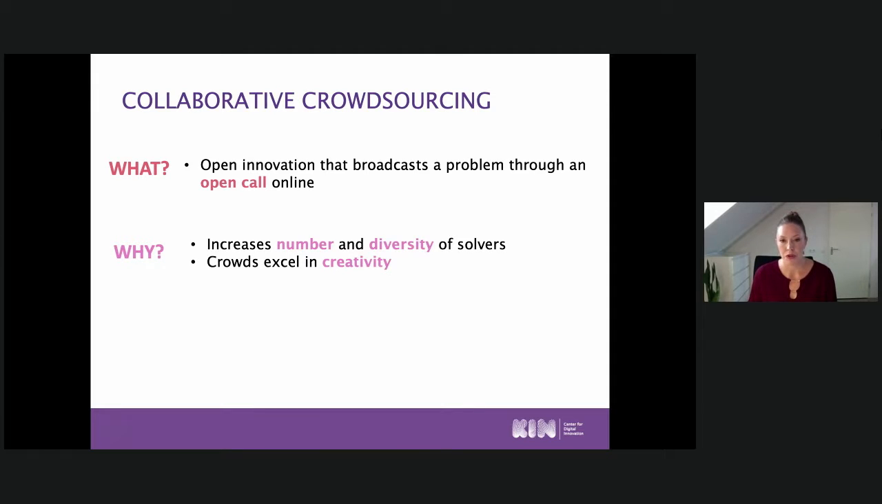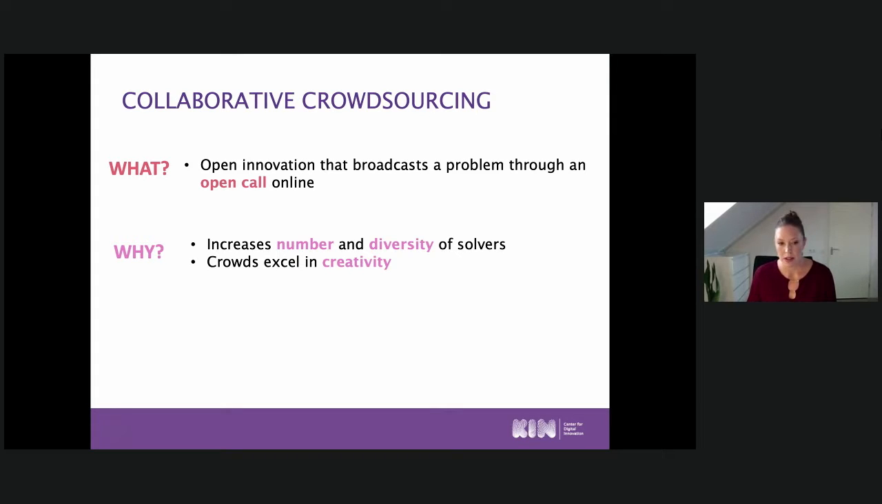So maybe you're wondering, why crowdsourcing? We know that crowdsourcing is a good tool for a number of reasons. First, it allows organizations to engage in distant search, by which I mean looking for knowledge, ideas, and experiences outside of the organization, even outside the industry. By doing this, you increase both the number of potential solvers and the diversity of solvers, from very different backgrounds, from industry to university students and small companies.